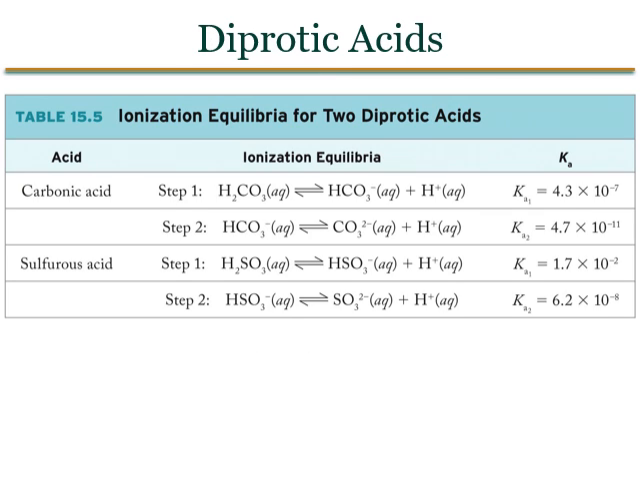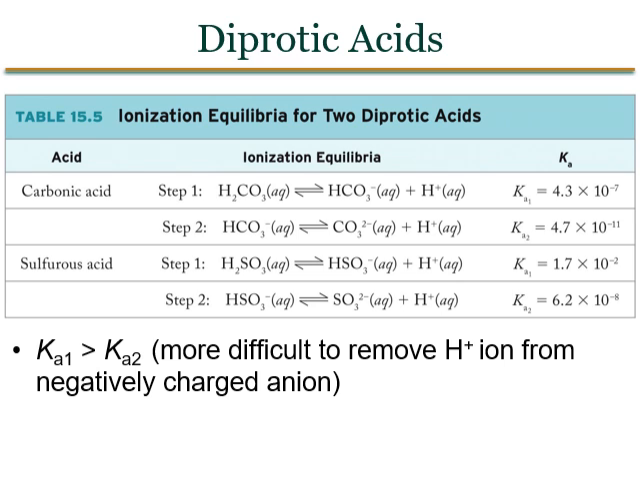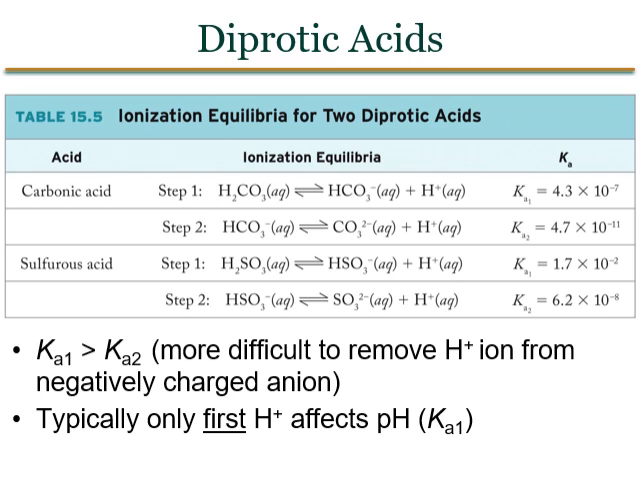So these are a couple examples of our diprotic acids. You have their different Ka constants. Always notice that Ka1 is larger than Ka2. Okay, so for example, some of our diprotic acids, we have carbonic acid, we have sulfurous acid, and as we saw in the last slide, we had sulfuric acid as well. And we've already talked about Ka1 being larger than Ka2. It's more difficult to remove an H plus ion from a negatively charged anion. It wants to hold on to it a little bit tighter.